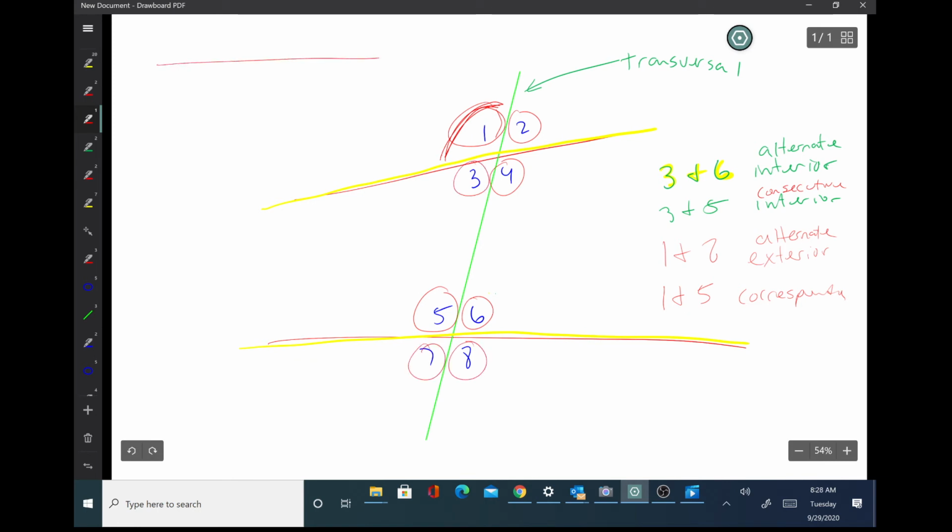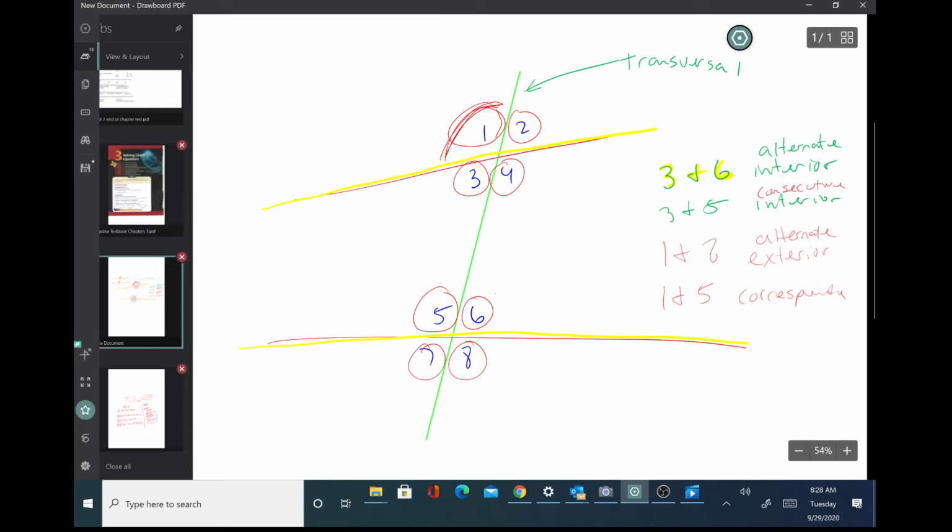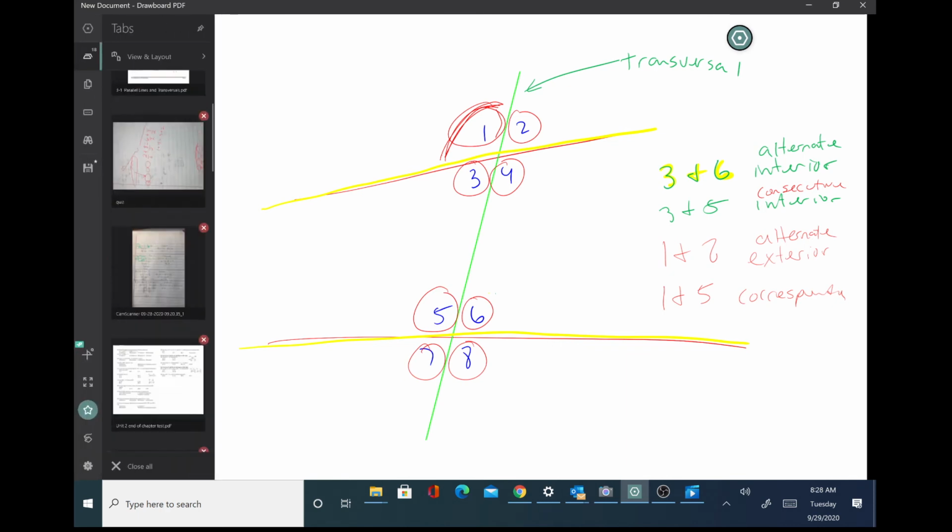How do you find corresponding? You have two lines, you draw a transversal. It's the two that are like that. Those are corresponding. These are corresponding, right? And then the same goes for the two bottom ones. All right. A lot of vocabulary there, but really important vocabulary. All right, back to the notes.